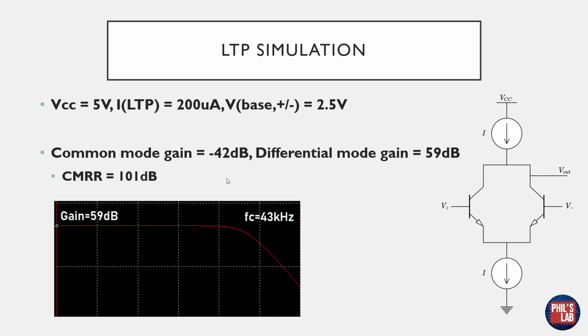And here you can see an extract of the Bode plot for this simple design. We have in the passband a gain of 59 dB, and we have a cutoff frequency fairly early at 43 kHz, so a minus 3 dB point over here.